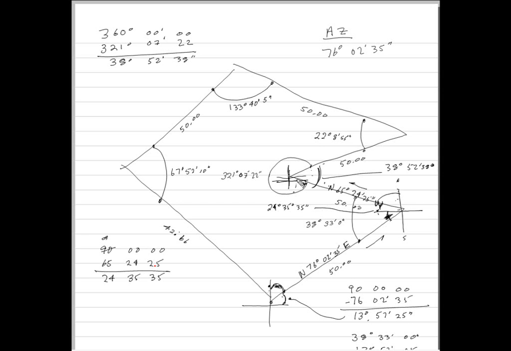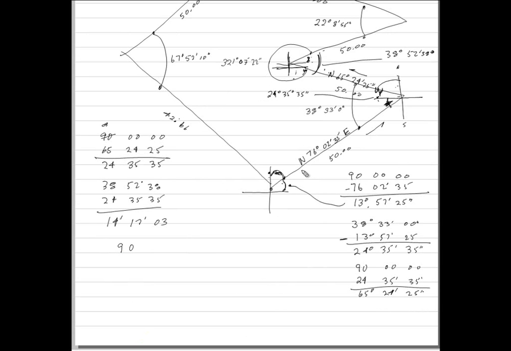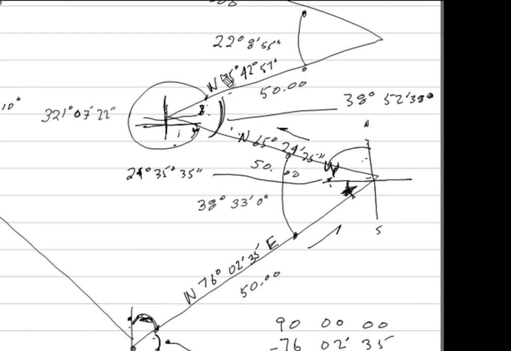So now to find the other side of this angle, right here, I have to take this 38 degrees, 52 minutes, and 38 seconds, and subtract 24, 35, 35, because that's the opposite side of this angle right here. And that would give me 14 degrees, 17 minutes, and 3 seconds. That's what this is, but that's not my bearing. I have to take that from 90 degrees, and my bearing would be 75, 42, 57. That's what this would be. And I'm heading north, so this would be north, 75 degrees, 42 minutes, 57 seconds, east.